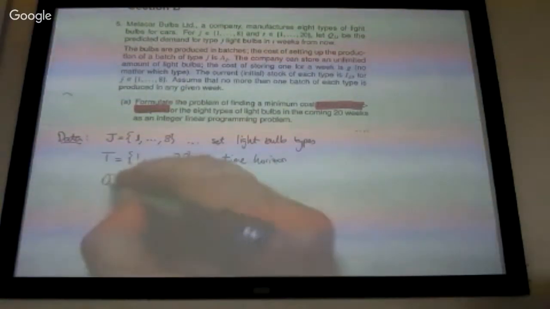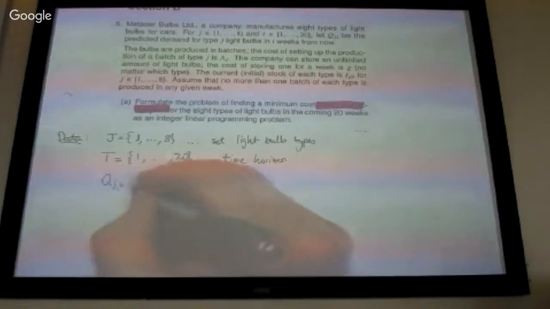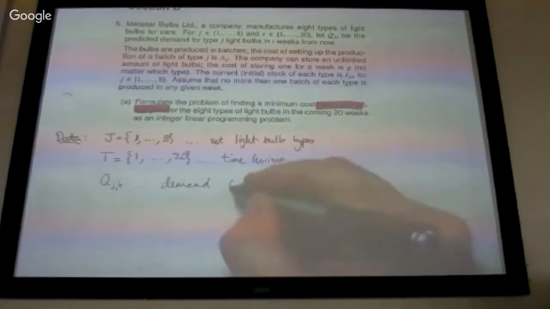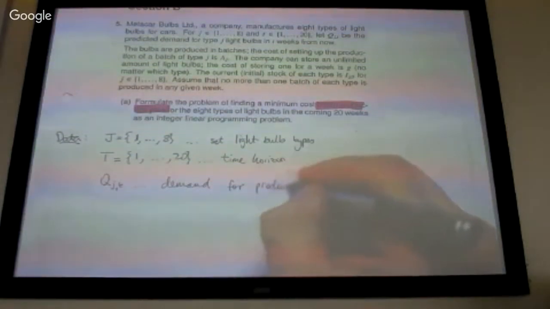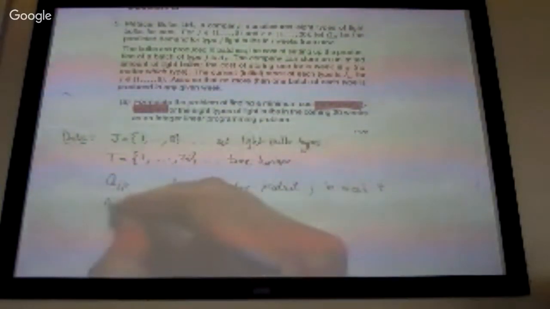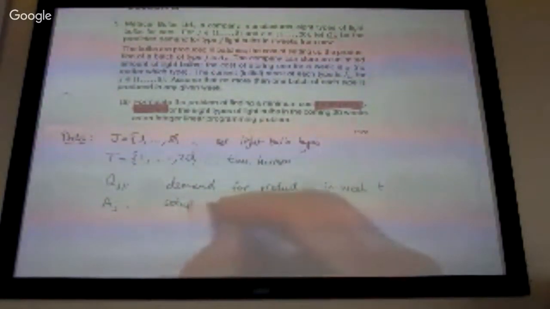And then there is Q_JT, the demand for product J in week T. And A_J is the setup cost for product type, so light bulb type J.